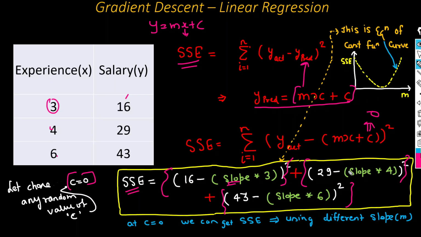Here, if I use c equal to 1.2, then I would have marked 1.2 plus the slope multiplied by 4, like this. But here I use c equal to 0. So now we will use different m values and calculate the SSE.